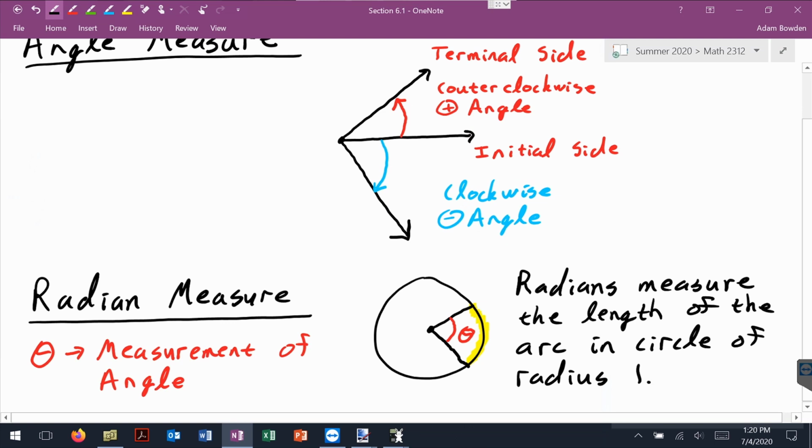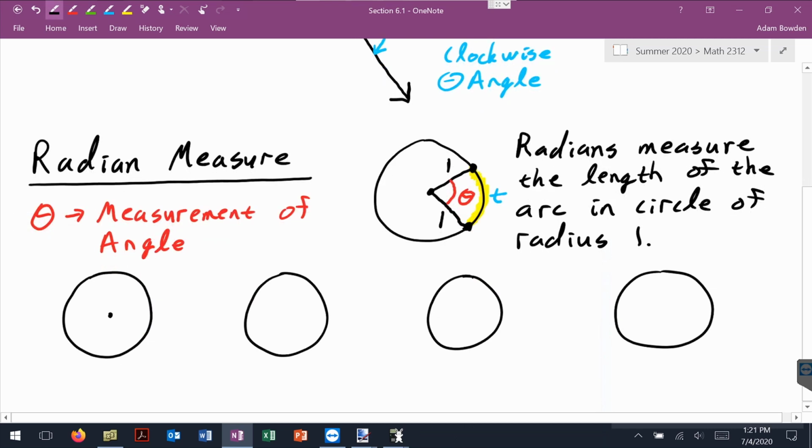How we're going to define this is radians are going to measure the length of the arc in the circle of radius 1. So we do specify that we're dealing with the unit circle here, just like we were doing before. That also corresponds to the values of t that we were using that measured how far we traveled along the unit circle. So in this case, we're going to consider it like an arc length, and we're going to call that measurement for our angles the radian measurement.